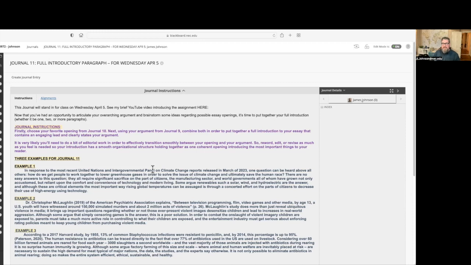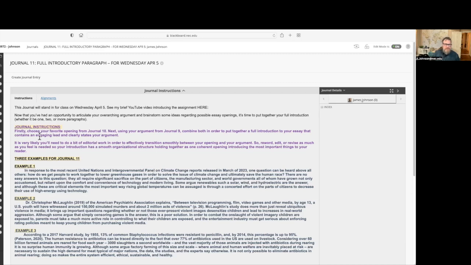It's a chance to take the opening you came up with in Journal 10, and then also the argument you came up with in Journal number 9 and put them all together in one full introduction. Now, it doesn't necessarily have to be one paragraph, but typically intros will be one paragraph, especially if it's a shorter essay of 2 or 3 pages.